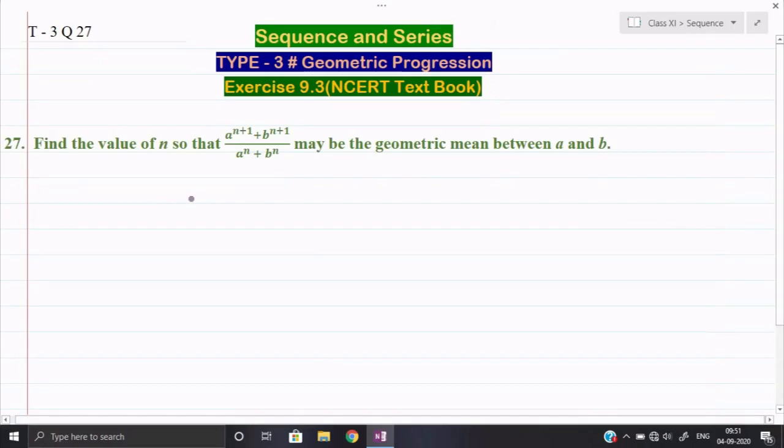Hello students, today onwards we are going to start from question number 27 and hopefully we shall try to finish the remaining questions of the exercise 9.3. So let us see from the question number 27.